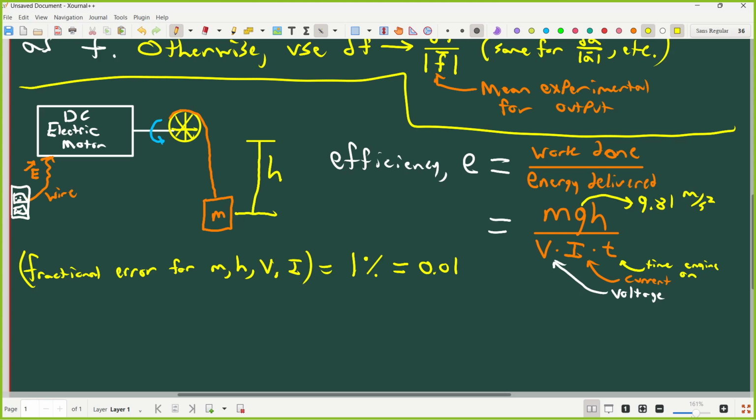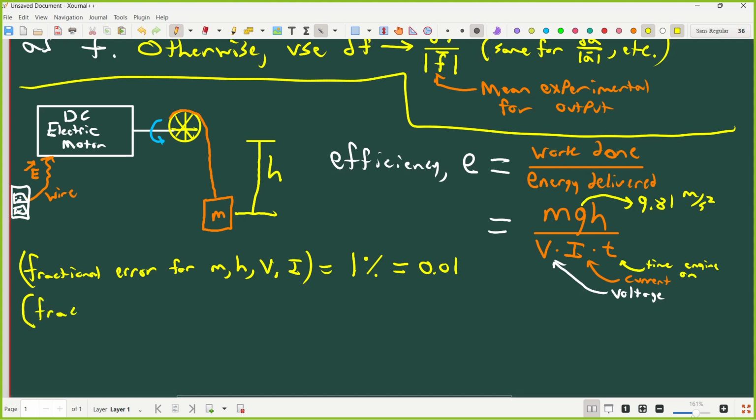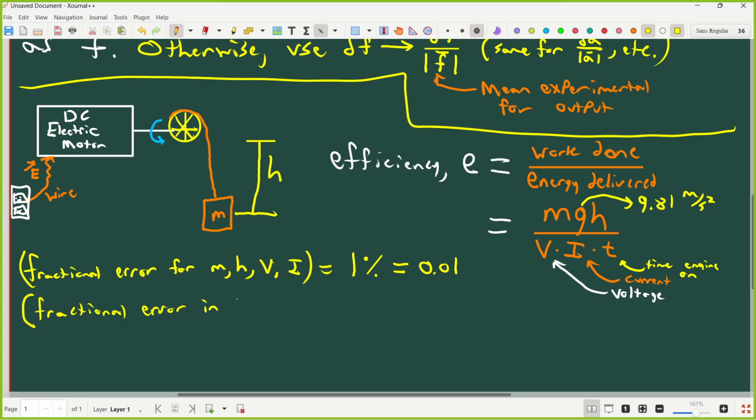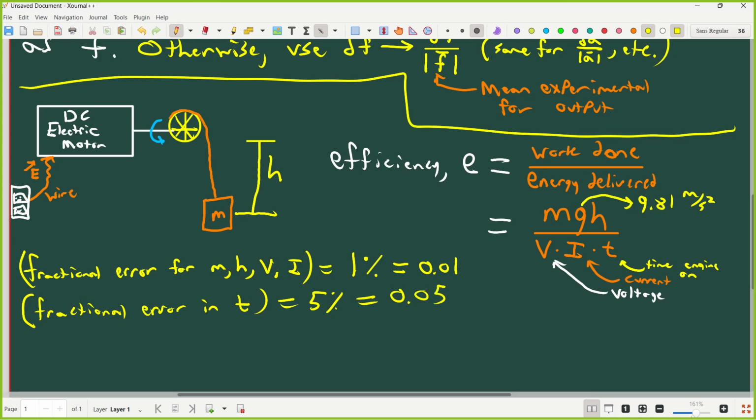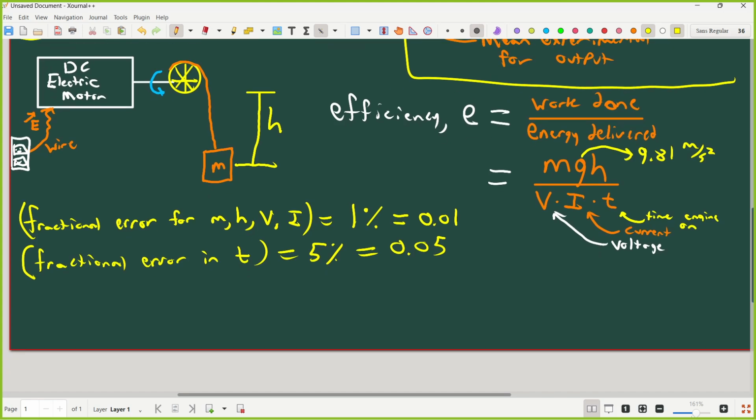Let's say, for instance, we use one of my really cheap Chinese watches to do the time, and so my fractional error in time is a little high. We'll say it's 5%. Now, in reality, it's probably going to be a little bit lower, but let's say I have a really bad watch that I spent $20 on, and it doesn't work very well. So now I have fractional errors in all my values. What now is the fractional error in the efficiency?